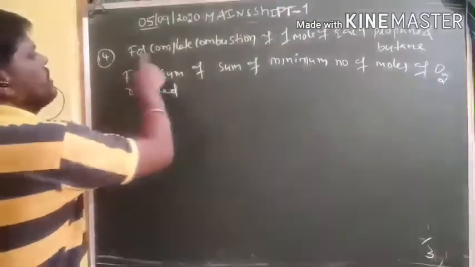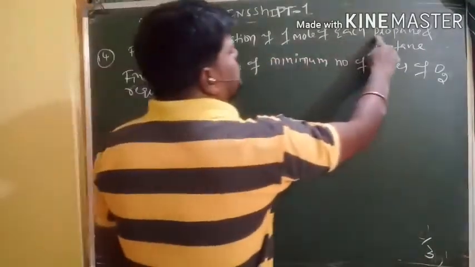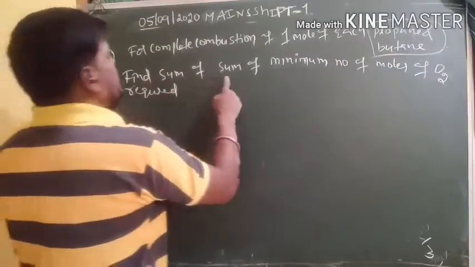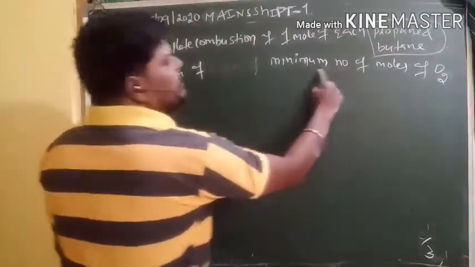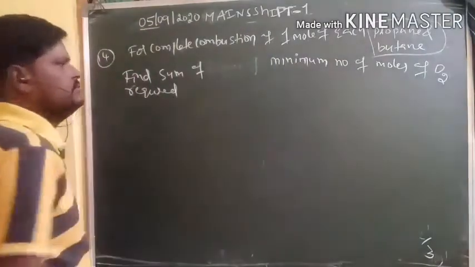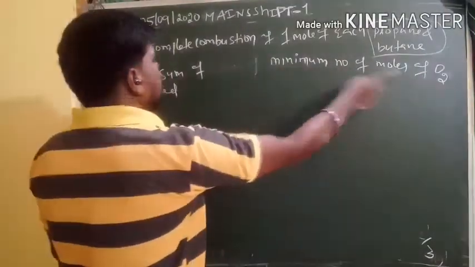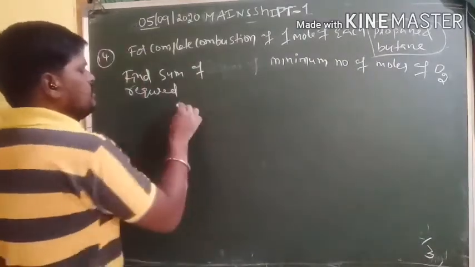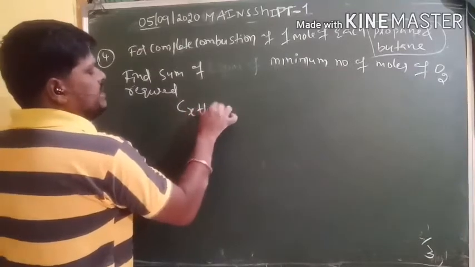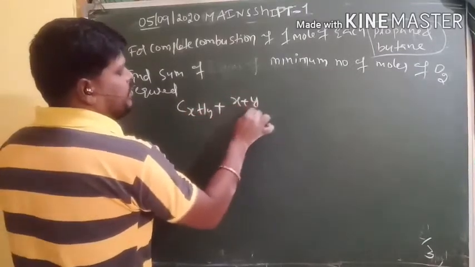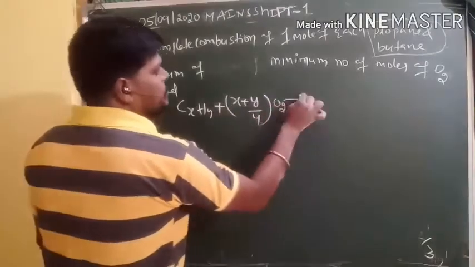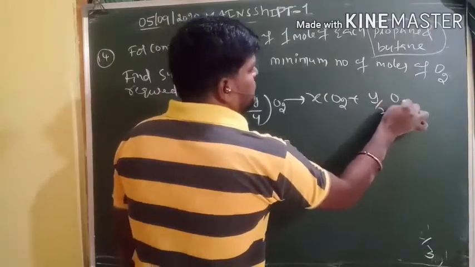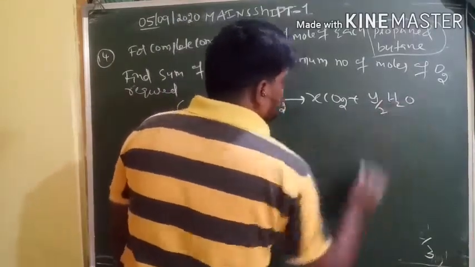Next question: for complete combustion of one mole of each of propane and butane, find the sum of minimum number of moles of O2 required. So what is the combustion equation? CxHy plus x plus y by 4 O2 is equal to x CO2 plus y by 2 H2O. So this is our formula.